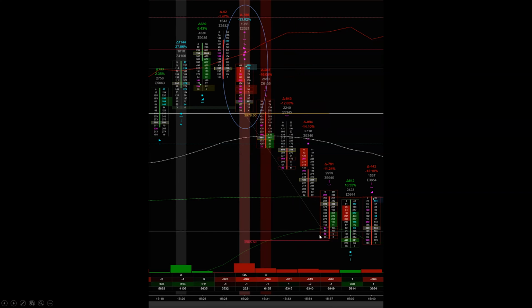And admittedly, I did not get out right where it's demarked. I waited one more candle. Thought I might have blown that one, but the trade gods gave me this one. We revisited the low part of the trade. And I got out there. Let's do another one.